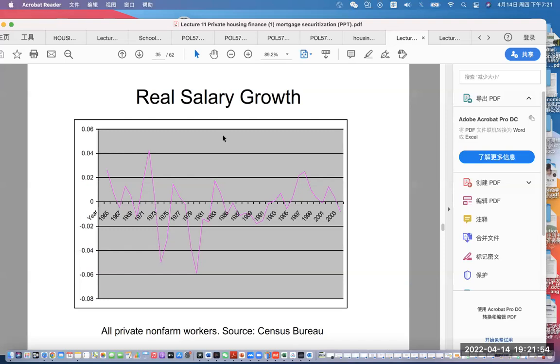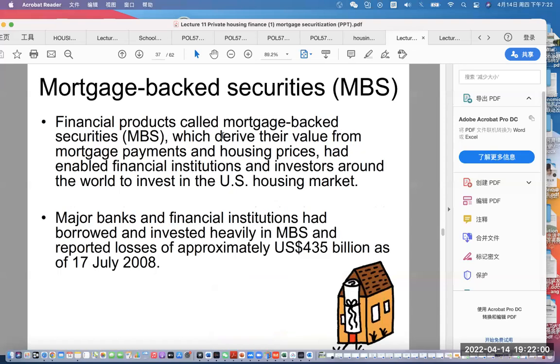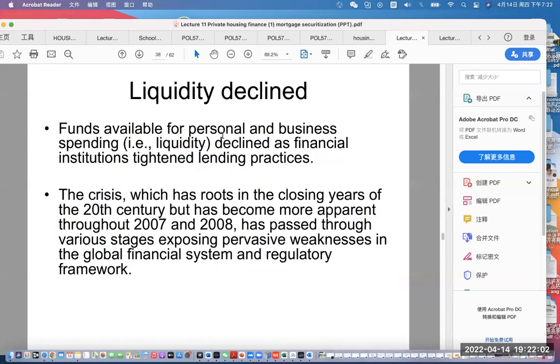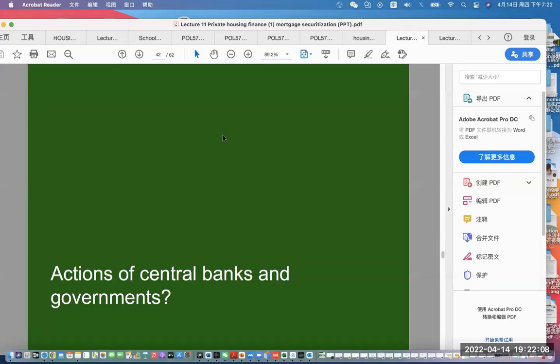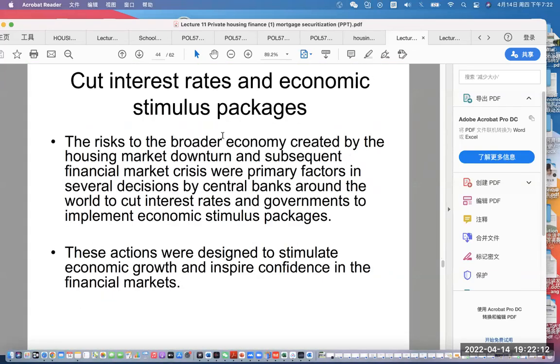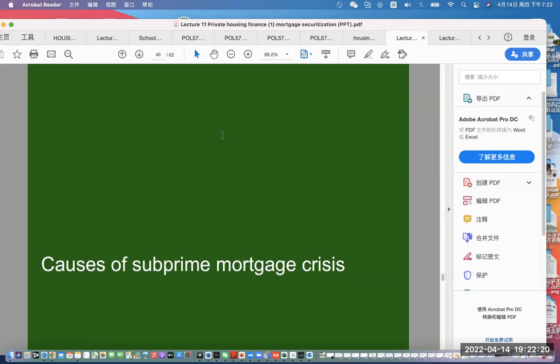By comparing, you're going to do a very good statistical analysis. Then you can really understand the real salary growth and what the lenders are, what mortgage-backed securities are, and how liquidity declines, and also the default and foreclosure, the actions of central banks and governments, and the over-liquidity of low interest. What are the causes of the subprime mortgage crisis, etc.?